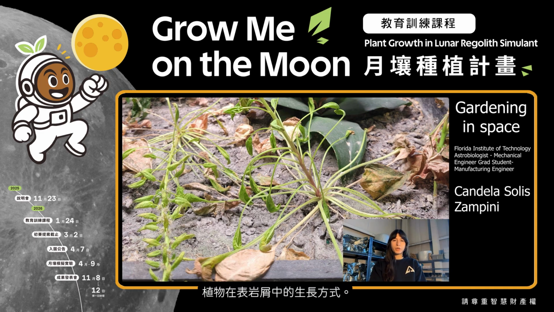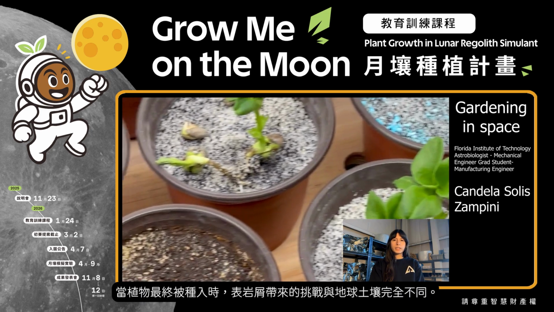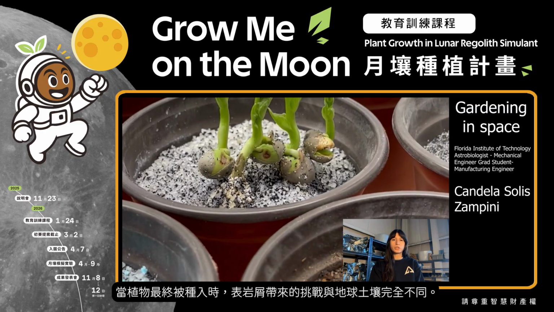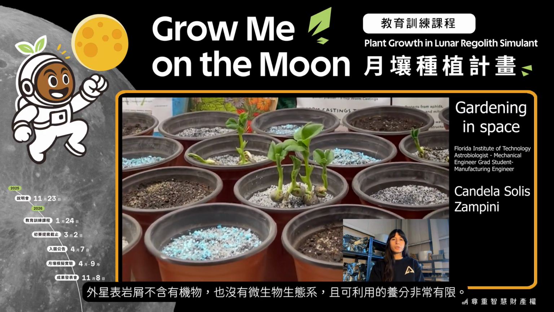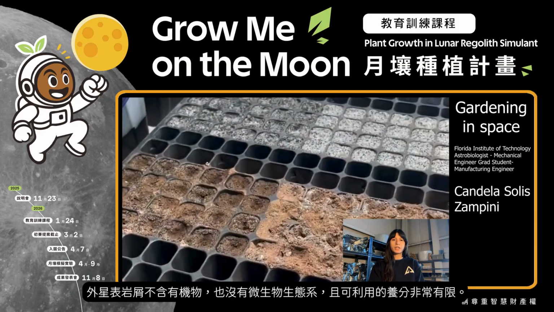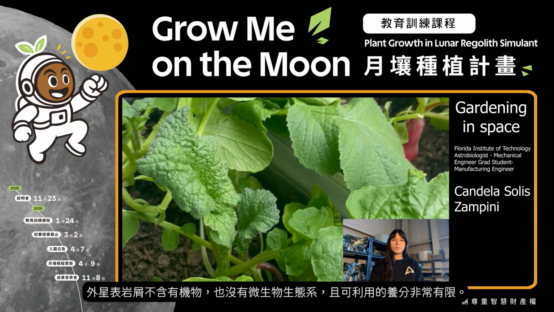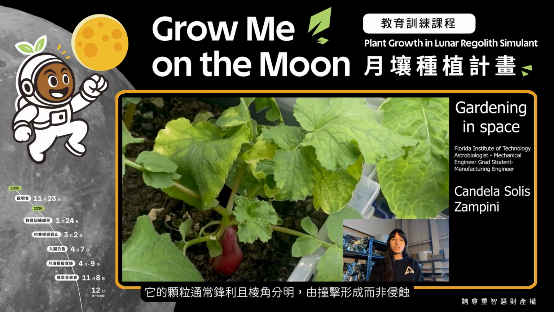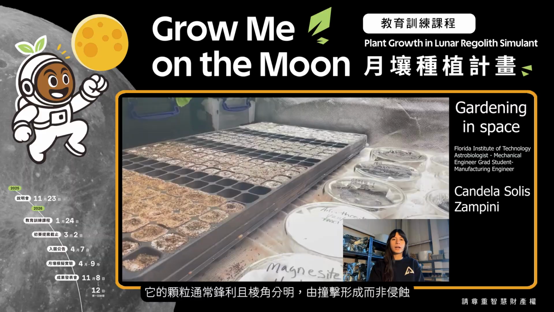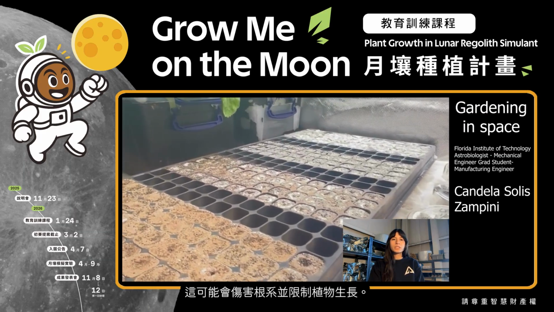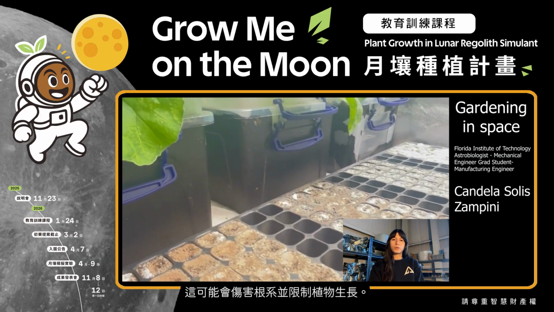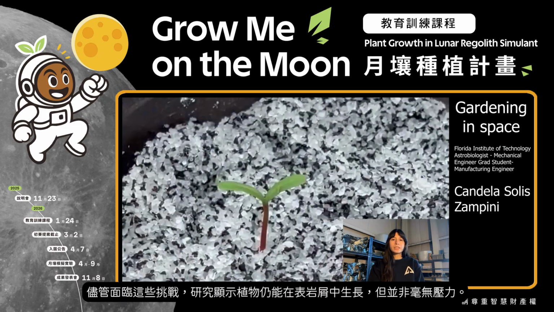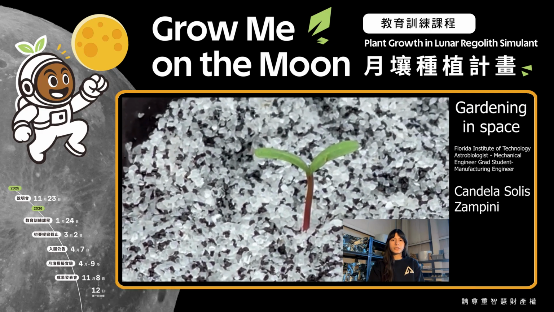How plants actually grow in regolith. When plants are finally introduced, regolith presents challenges unlike anything found in Earth soil. Extraterrestrial regolith contains no organic matter, no microbial ecosystem, and very limited bioavailable nutrients. Its particles are often sharp and angular, formed by impacts rather than erosion, which can damage roots and restrict growth. Despite these challenges, research has shown that plants can grow in regolith, not without stress.